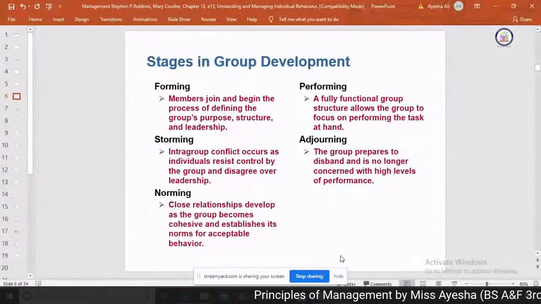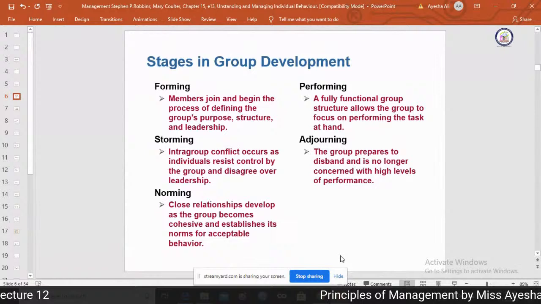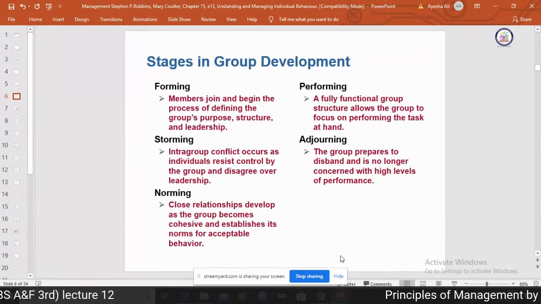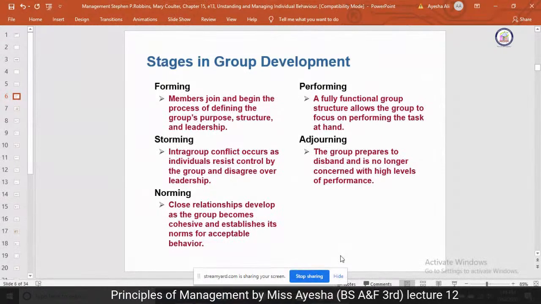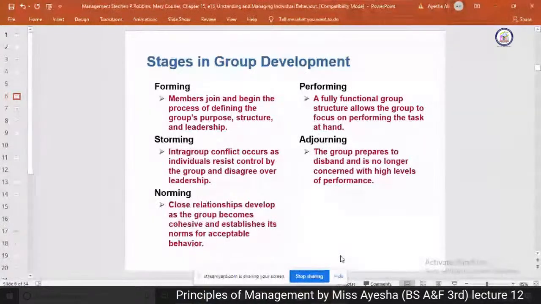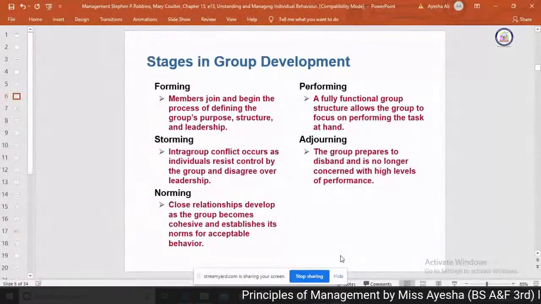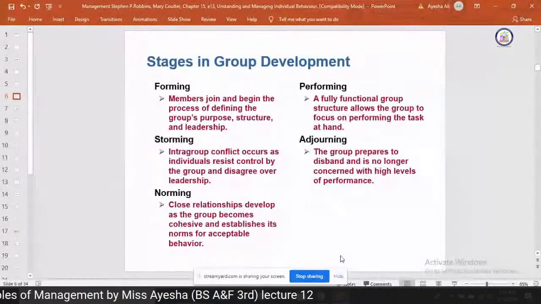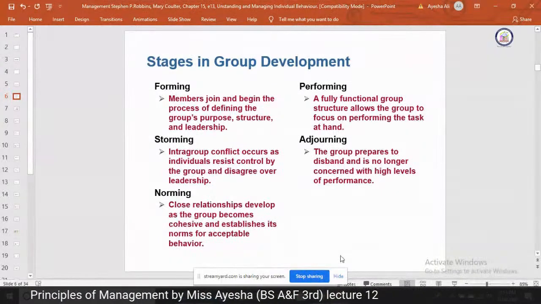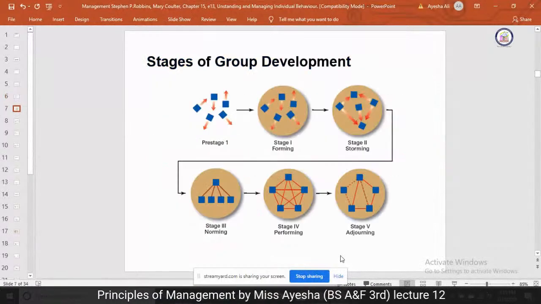Then we have adjourning. In adjourning we have almost achieved our goals, and we are no longer focused on high performance. We are very connected to each other, and we are in the phase of celebrating and having some fun, and then moving on to the next phase, or maybe joining some other group, maybe exiting the group, or being promoted to the next step, the next project. In this the group members are basically like friends, with a close relationship. So these are the stages in group development.